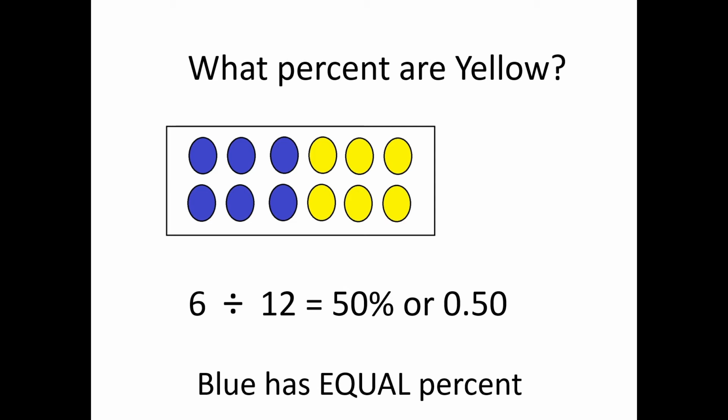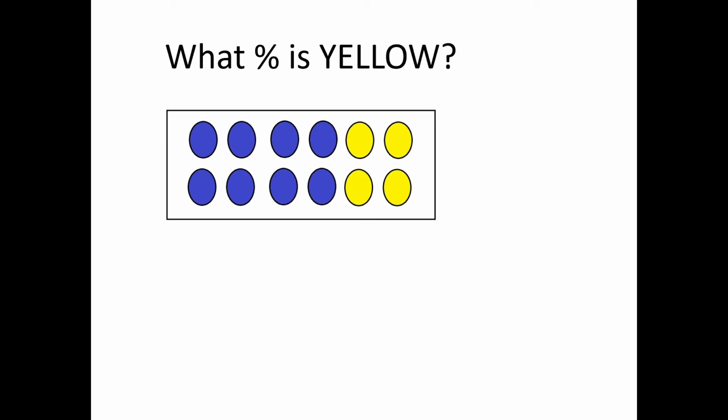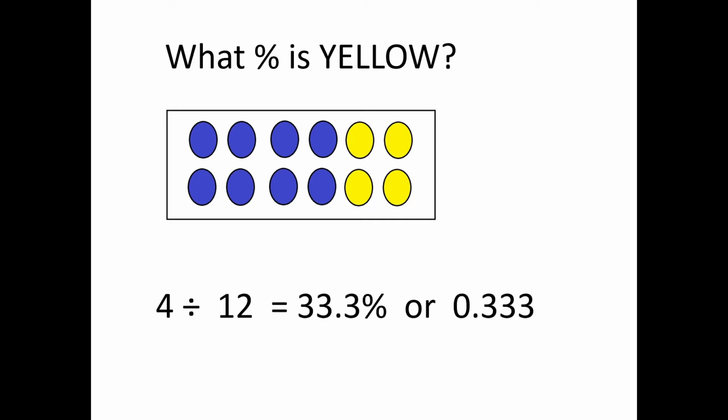So we looked at what percent 6 is of 12. Now let's look at the next example. What percent is yellow? There are 4. 4 divided by 12, the part divided by the whole, equals 33.3% or 0.333. Sometimes we refer to this as 1/3.